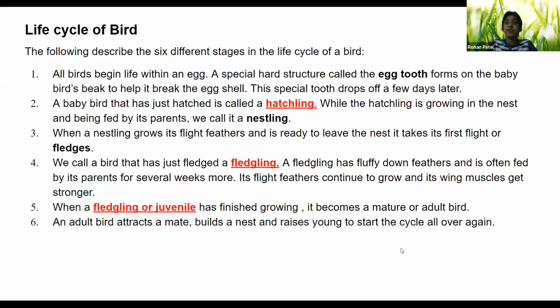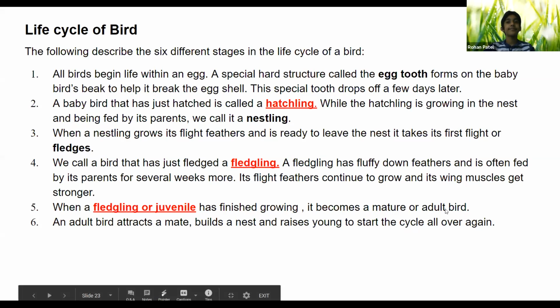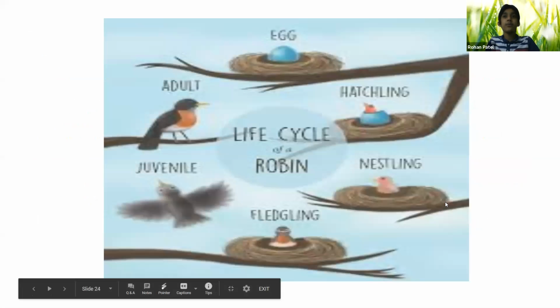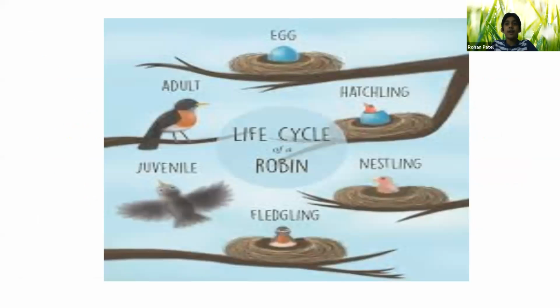A fledgling has fluffy down feathers and is often fed by its parents for several weeks or more. Its flight feathers continue to grow and its wing muscles get stronger. When a fledgling or juvenile has finished growing, it becomes a mature or adult bird. An adult bird attracts a mate, builds a nest, and raises young to start the cycle all over again. So for the robin, we have our egg, then our hatchling, then our nestling, our fledgling, our juvenile, and our adult.